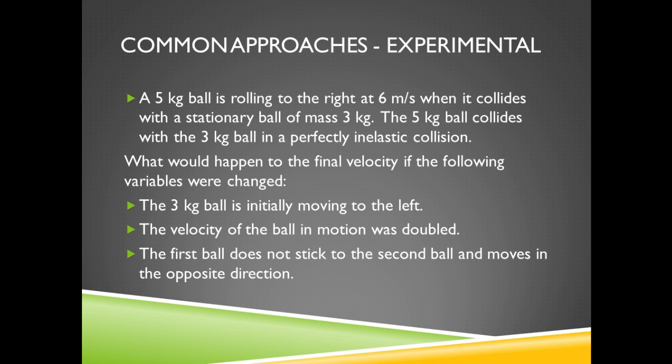Okay, for the last part of this problem, the first ball does not stick to the second ball and moves in the opposite direction. So after the two balls have collided, they're going to bounce off in opposite directions, which means we now have a negative momentum and a positive momentum after the collision. The ball with positive momentum now has to have a greater velocity, because its momentum has to counteract the momentum of the ball moving in the negative direction and maintain the initial momentum of the system.